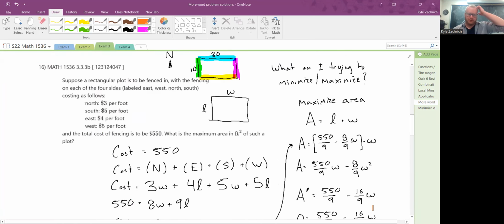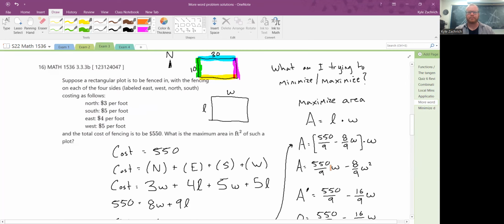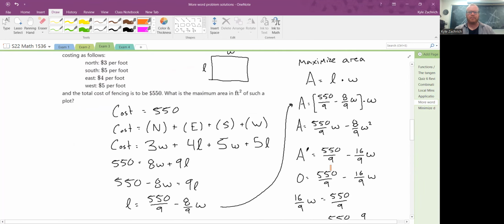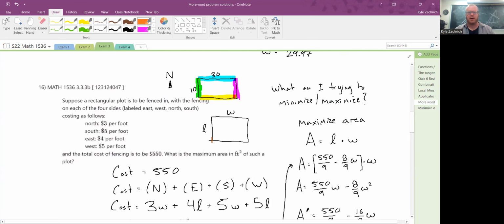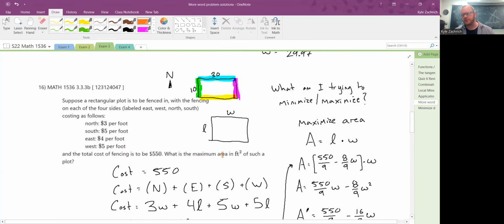For this one here, I'm trying to maximize area, so I came up with an equation for my area. This one was really easy to figure out. There's no simplifying that needed to happen. The difficult part was all the extra information on there. The extra information was how much this fencing costs, and each side of that fencing costs a different amount.